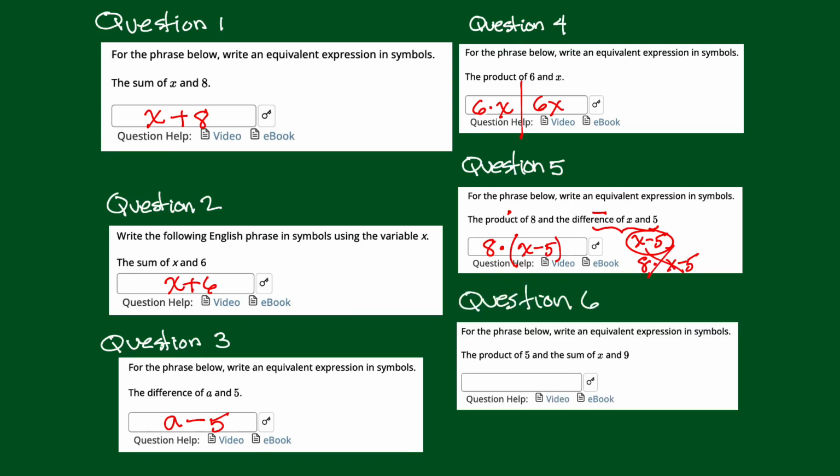Question 6 asks us to write an expression that indicates the product of 5 and the sum of x and 9. So this one is similar to question 5, but instead of a difference, we have the sum. So I want the product, that's a multiplication, and the sum, I have an addition. So I want the x plus 9 included in that product. So I'm going to write 5 times the entire x plus 9.